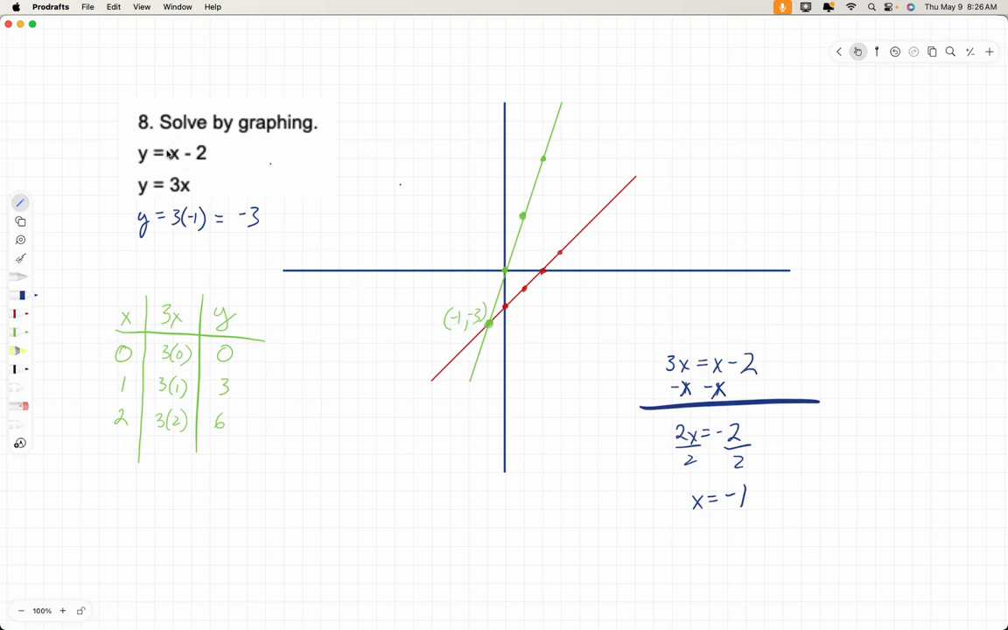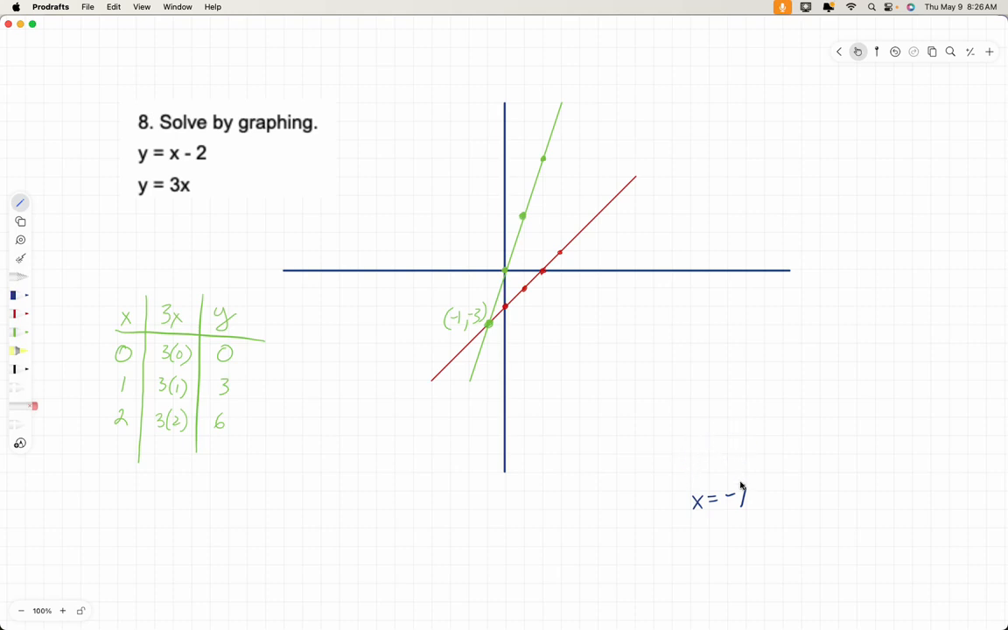And it would even work if I put it in here. Then that would be -1 minus 2, which is still -3. Every time we use substitution or elimination for these problems, that's what we're doing. We are solving for the point of intersection. So you can solve any way you want to.